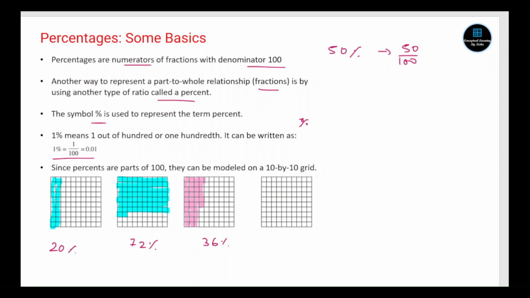If I want to represent 100%, then what? Yes, very good. So 100% is nothing but I have to shade all of them. Correct. Good job. Alright, so this is the representation of 100%. Perfect, I hope you get it. Alright, now let's continue.